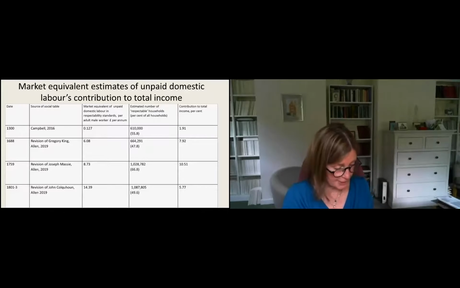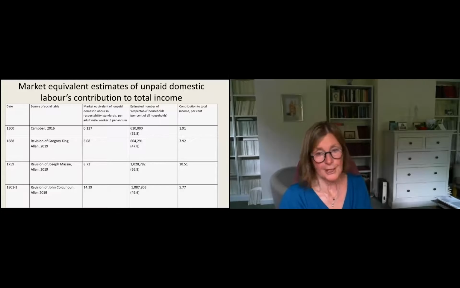It's very rough. I'm not satisfied with the underpinning estimates of the contribution to board and lodging costs of women's work. And this table also includes only domestic work. It doesn't include childcare or subsistence production. And it relies on estimates of the proportion of all households that are considered respectable from the social tables, which are very difficult to do. And it only includes the domestic labour provided to respectable households. It assumes that lower class households had much lower standards and therefore much less valuable unpaid household work. And more elevated households employed servants to do their domestic labour and so paid for their domestic labour, and so it's included in total income in the first place.